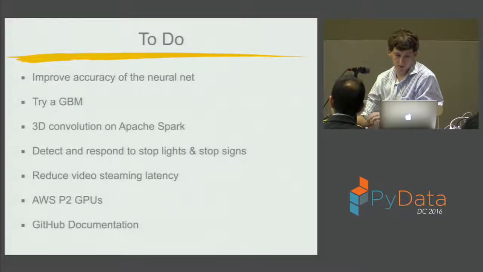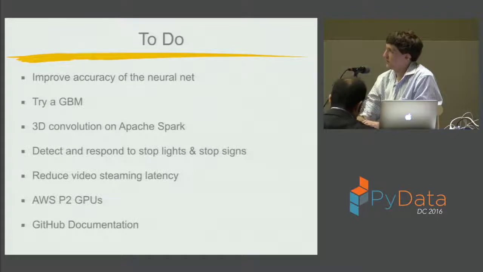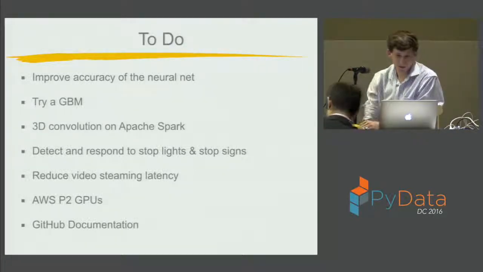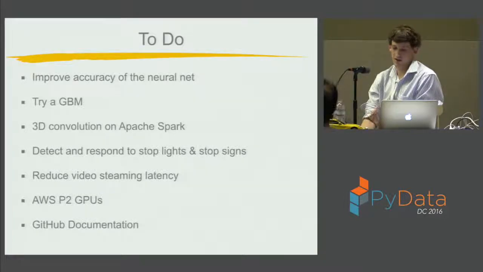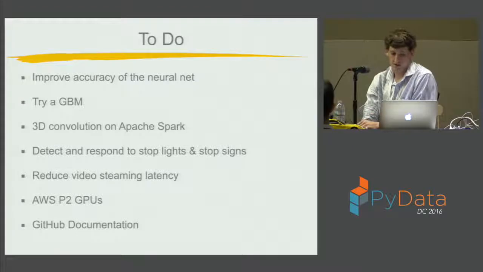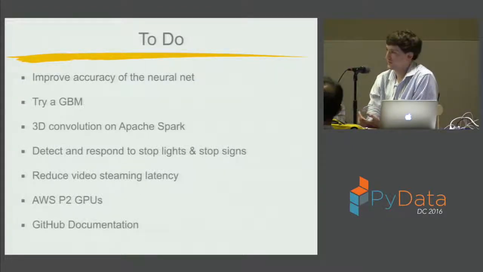All right, so I still have a lot of work that I want to do on this project. I definitely want to improve the accuracy of the neural network. I want to try gradient boosting. I want to try 3D convolution on Spark for the convolutional neural network. I want to be able to detect stop signs and stoplights and incorporate that as part of the car, and also track its distance. I have occasionally these really frustrating video streaming latency problems.